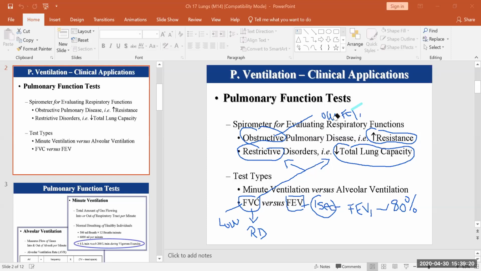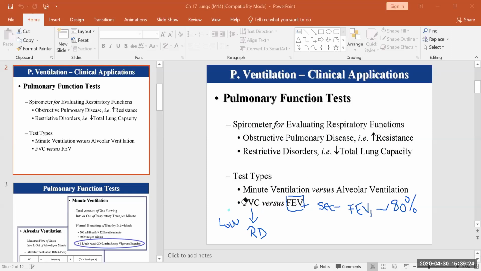So I'm going to erase this. We're going to go back to this, I think in the next 1 or 2 slides, and revisit this with the graphs to show you in more detail about these quick and dirty tests.